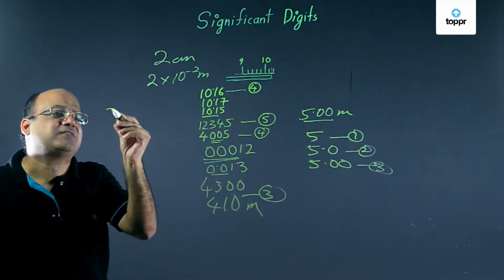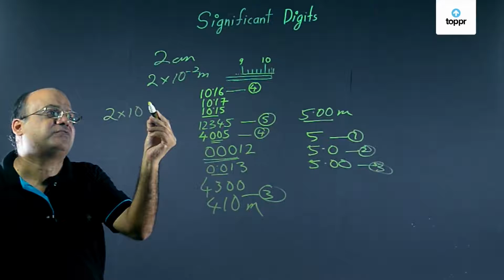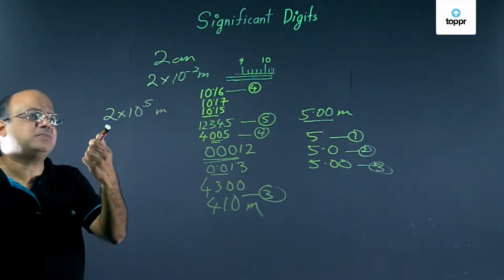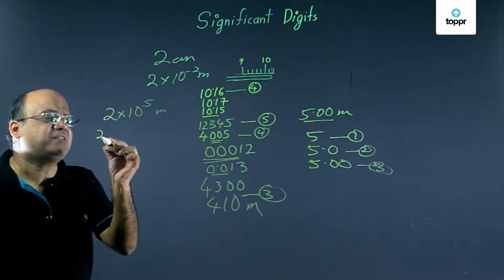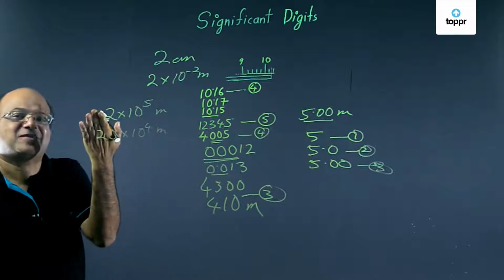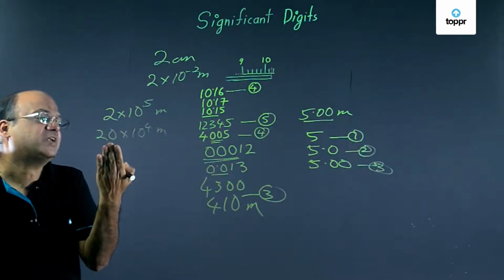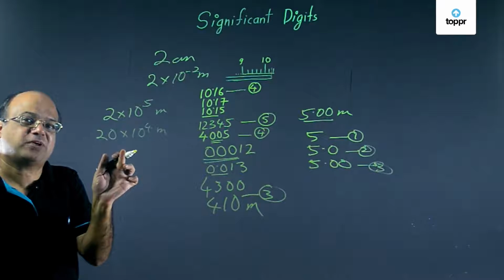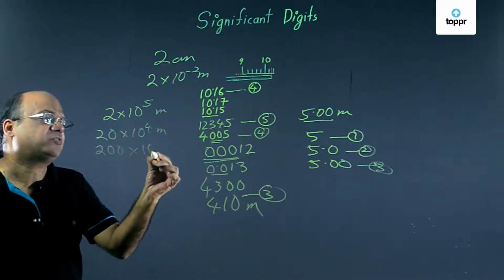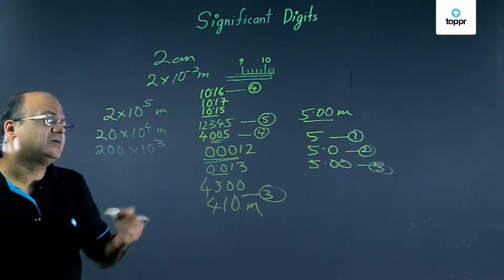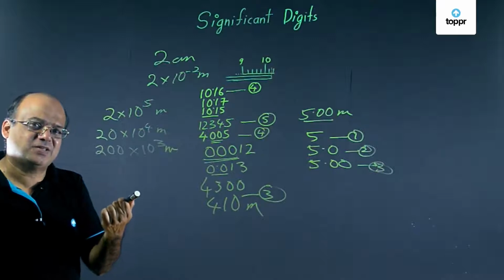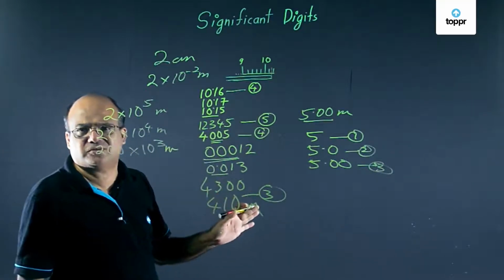If I write a reading as 2 into 10 to the power 5 meters, this has got how many significant digits? Just 1. That's simple. If you write this as 20 into 10 to the power 4, you may think this is same as that, but actually this has got 2 significant digits. This 0 here becomes significant. Suppose this is written as 200 into 10 to the power 3 meters. Then this has got 3 significant digits. So this is the exception for scientific notation.